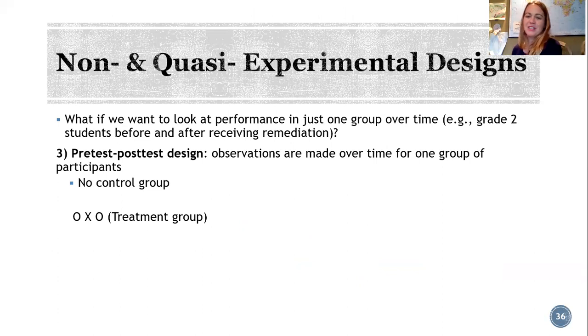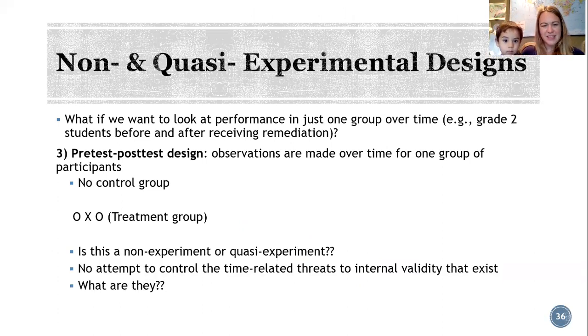So we have observations that are made over time for one group of participants, but we don't have a control group. So is this a non-experiment or quasi-experiment? What do you think, Will? Non-experiment or quasi-experiment? Non-experiment. Non-experiment, you are right.